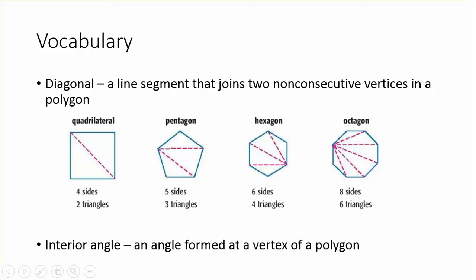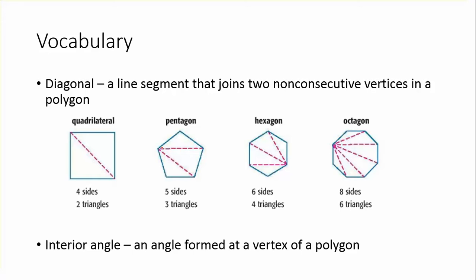A diagonal, when drawn in a polygon, is a line segment that joins two non-consecutive vertices in a polygon. So in a quadrilateral, you can draw one diagonal. You can either draw it from this corner down to the bottom right, or you could draw it the other way, from the top right to the bottom left. But we can draw one diagonal from this vertex. A pentagon, which has 5 sides, you can draw 2 diagonals from any one vertex. So we've picked this vertex here and we've drawn a diagonal across and then down.